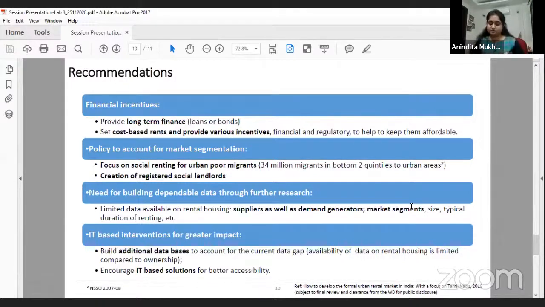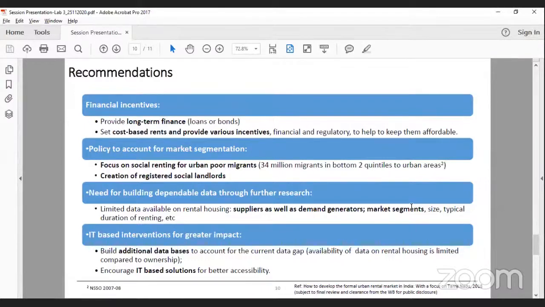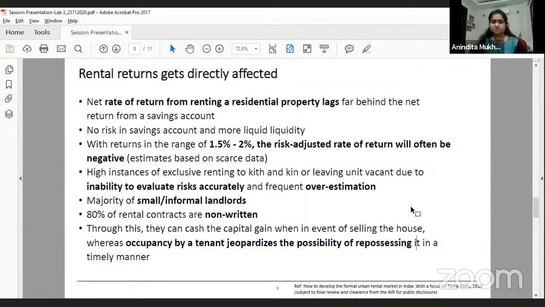Other than that, one of the major reasons for this gap that remains is also data. The last detailed survey was a national sample survey in 2007-08 that happened for migrants and renters. So there is a huge data gap, and this needs to be built through adequate research. To bridge the gap between the landlords and the tenants, IT-based solutions, as Paul was mentioning, could solve a lot of the problems that India is currently facing. Thank you so much, Rajan, for this opportunity.